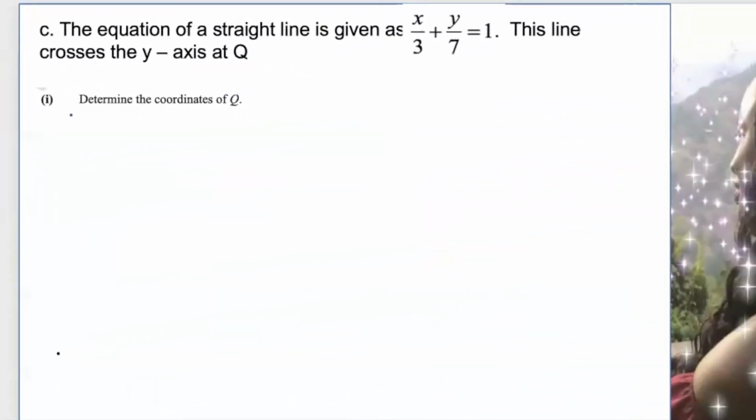C states the equation of a straight line is given as x over 3 plus y over 7 is equal to 1. The line crosses the y-axis at Q. Determine the coordinates of Q.